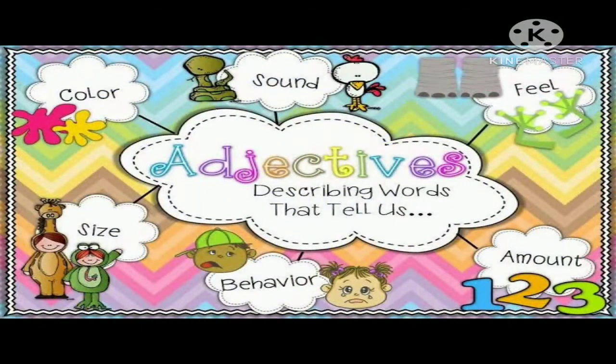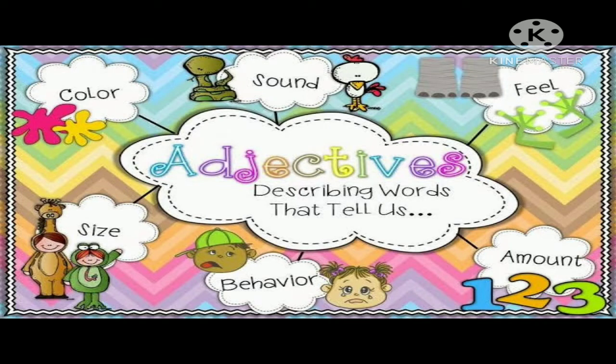Now come to the adjectives. Adjectives are the describing words which describe or tell more about a noun or a pronoun. A noun is the name of a person, place, thing, animal, idea, feeling, etc. So any word which tells you more about a noun or a pronoun, that is an adjective. Adjectives tell about the shape, quality, quantity, size, color, etc.